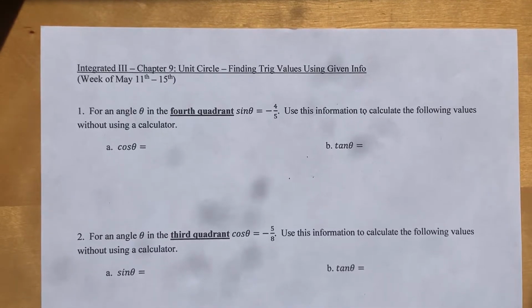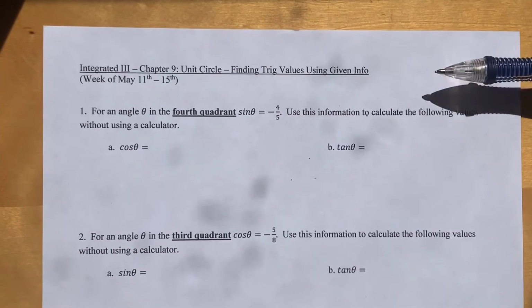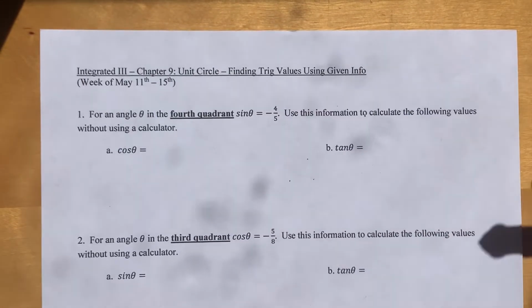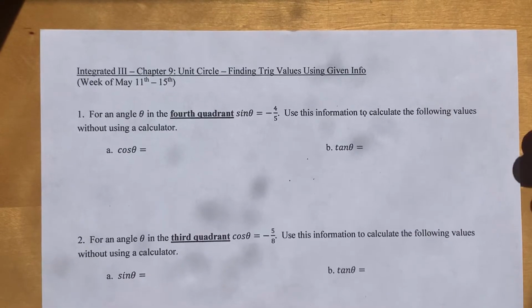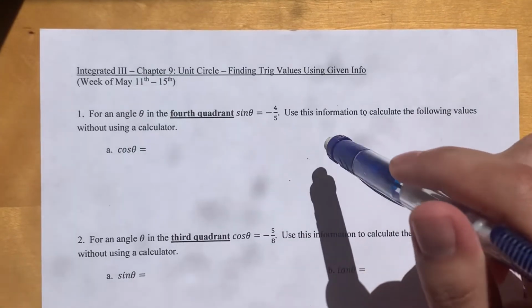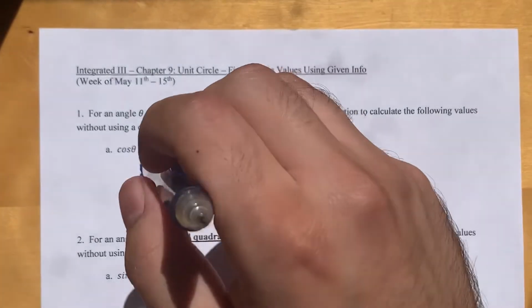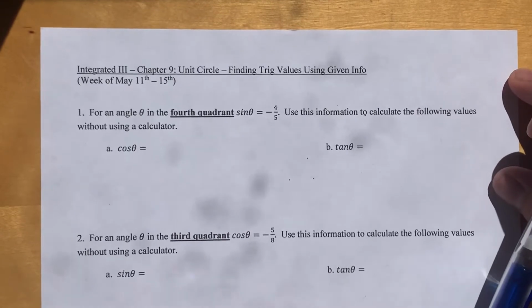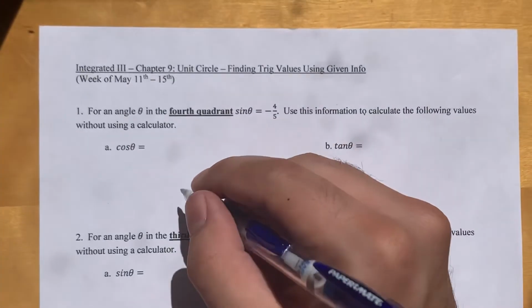So, let's get started, let's jump in. For these, without using a calculator, we're going to solve these problems. It says for an angle theta in the fourth quadrant, sine theta equals -4/5. We're like, well, we learned how to do the inverse sine so we can find theta, and then once we have theta, we can use that to find cosine and tangent, right? Well, no more. We don't need to do any of that anymore.